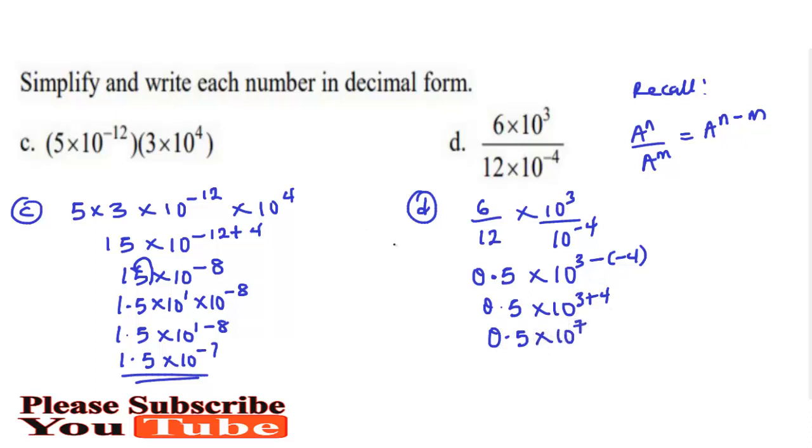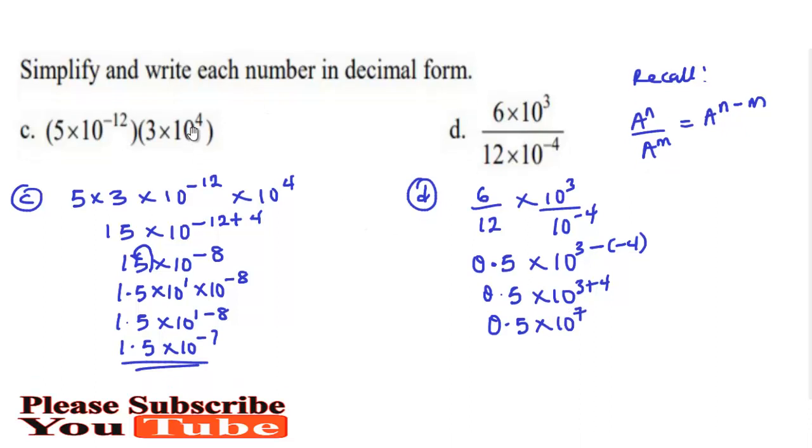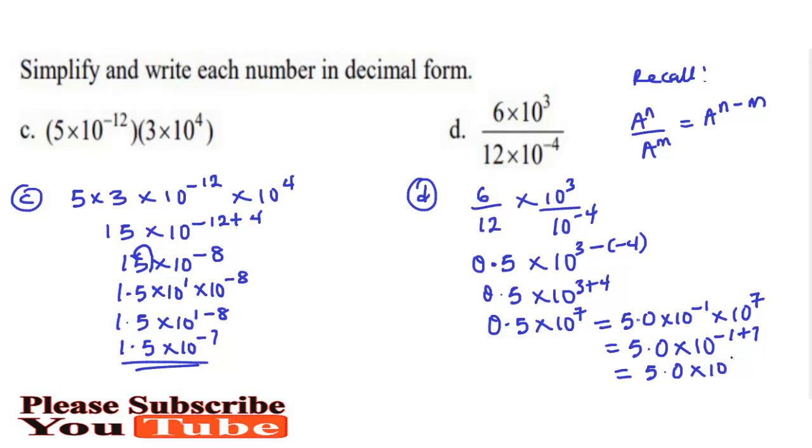So I want to move the decimal point to the right, right? And of course, if I move it to the right, it would carry a negative power. So this one can be written as what? 5.0 times 10 raised to power minus 1 times 10 raised to power 7. So if you add the power, it will still give us 5.0 times 10 raised to the power of what? Minus 1 plus 7.